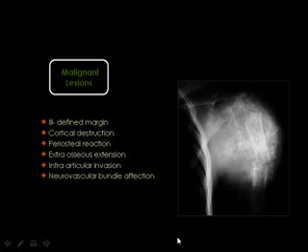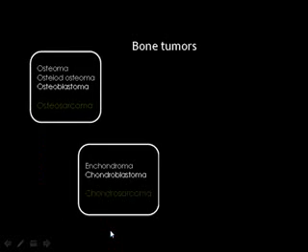Then the malignant lesions are characterized by ill-defined margin, cortical destruction, periosteal reaction, and extraosseous soft tissue component, and intra-articular invasion and neurovascular affection are the sequelae of extraosseous extension.